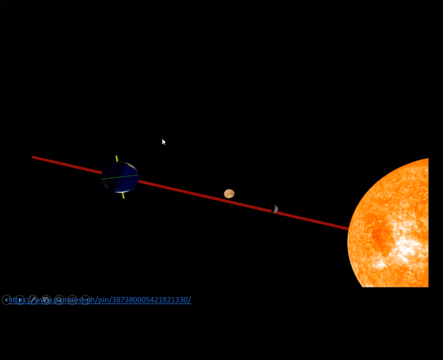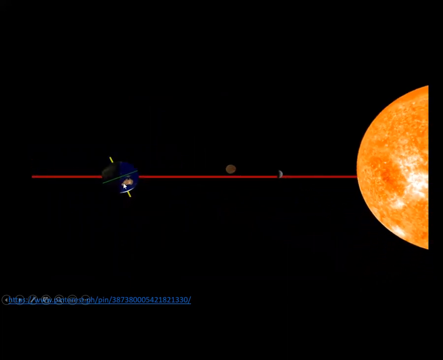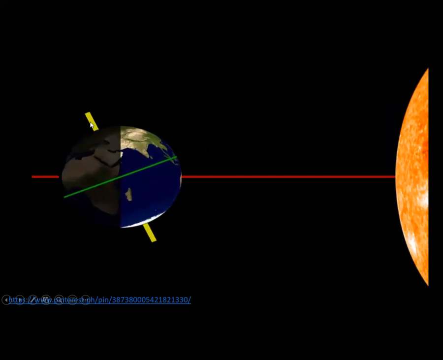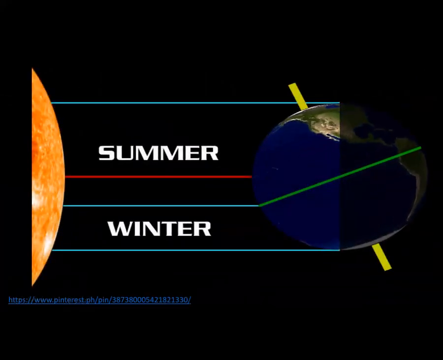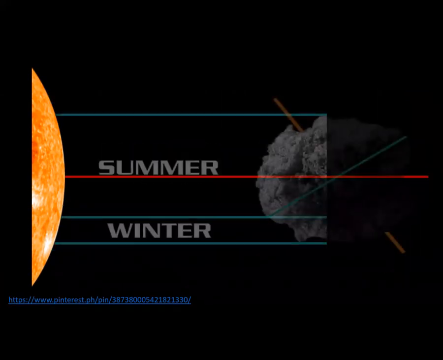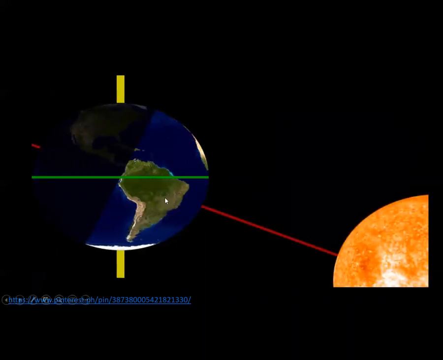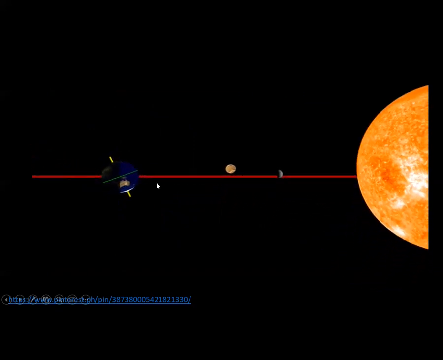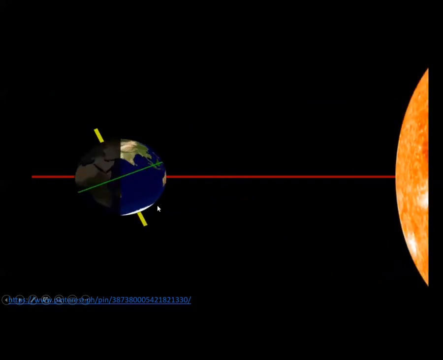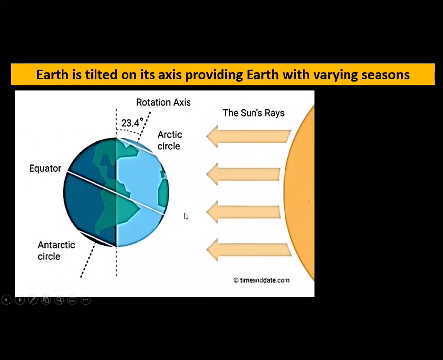Here we see the Earth's axis. So that's Earth's axis right there, the yellow line that you see on the north and on the south. It's also an imaginary line. Earth is tilted on its axis, which causes it to have seasons. On the other hand, Earth spins on its axis, which gives us nights and days, or you can say also days and nights. Earth is tilted on its axis, providing Earth with varying seasons.